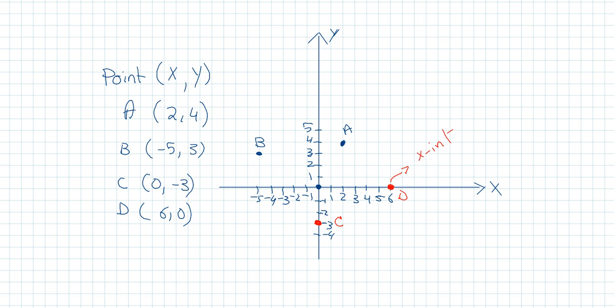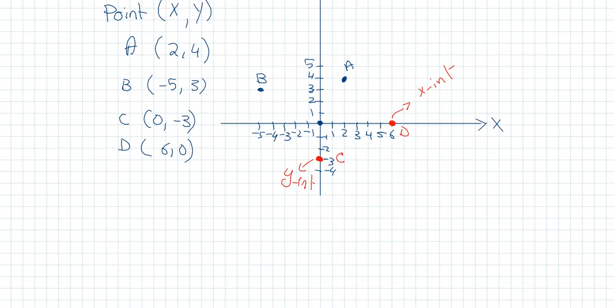Okay? How about C? What do we call that? The y-intercept, because it's on the y-axis. Okay? This is just a quick review of points on the Cartesian plane, because I'm going to get you to another whole thing.